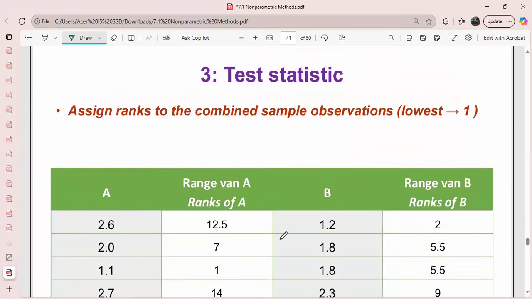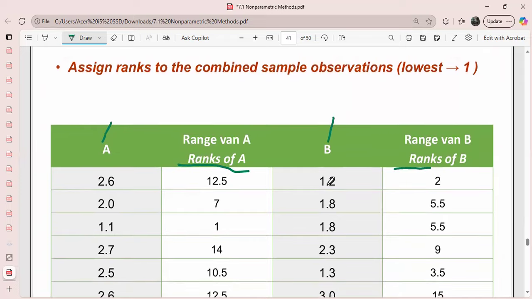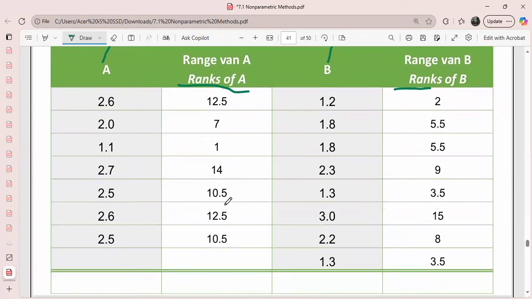Let's look at this. We're given sample A. We're also given the sample B values. Now, they were finding the ranks of A and the ranks of B. When you look at some of the values from A and B, their ranks are the same.